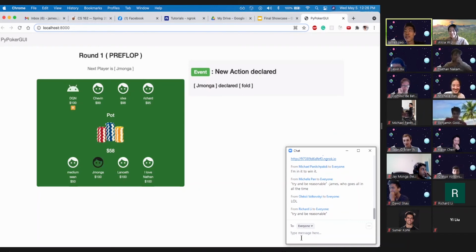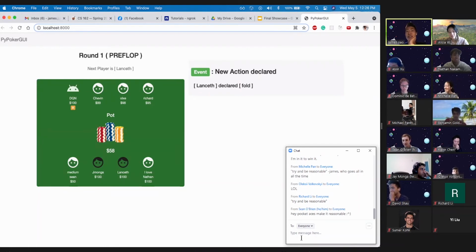All right, J Malga, the only reasonable player here, folds. Who's after him? Okay, we've got another person folding. This is great. This is how you should be playing the game. I was trying to raise it.